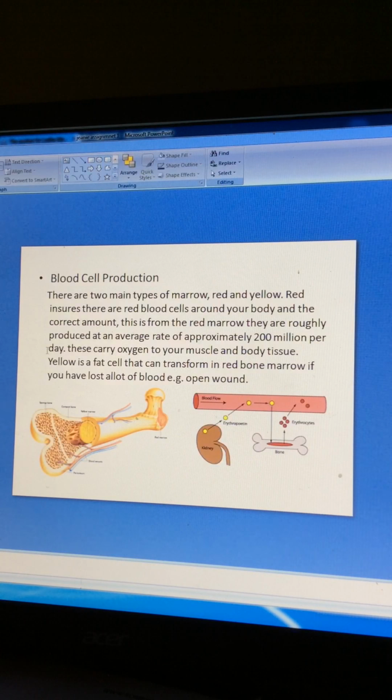Blood cell production. There are two main types of marrow, red and yellow. Red ensures that there are red blood cells around your body and the correct amount. It is from the red marrow that they are produced at an average rate of approximately 200 million per day. These carry oxygen to your muscles and body tissue. Yellow is a fat cell that can transform into red bone marrow if you have lost a lot of blood, for example, from an open wound.